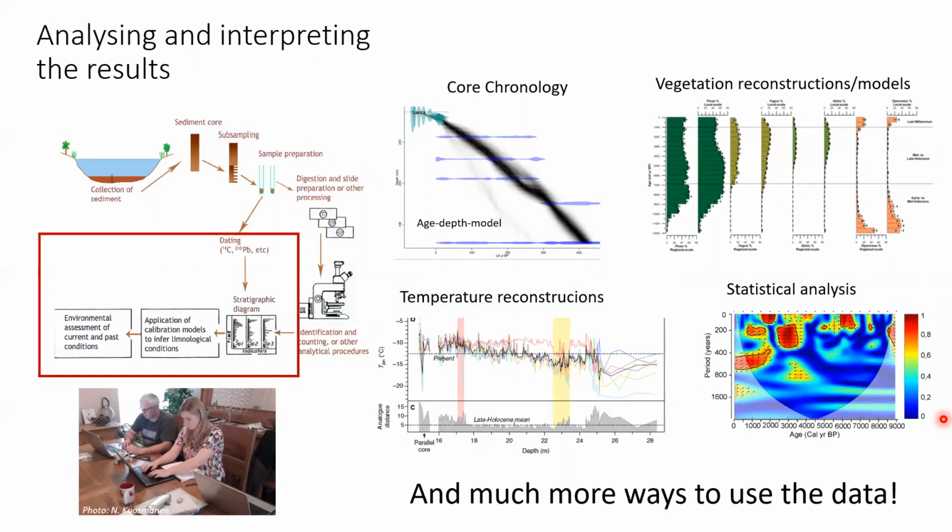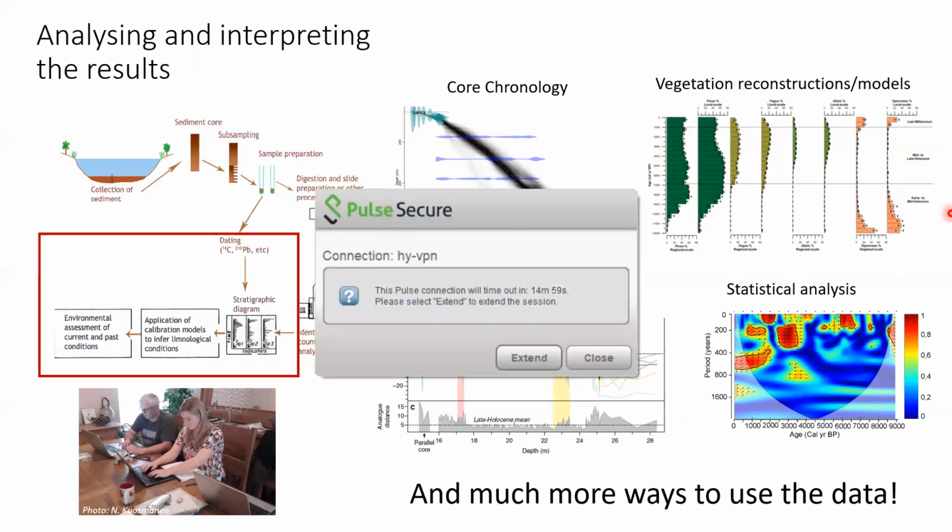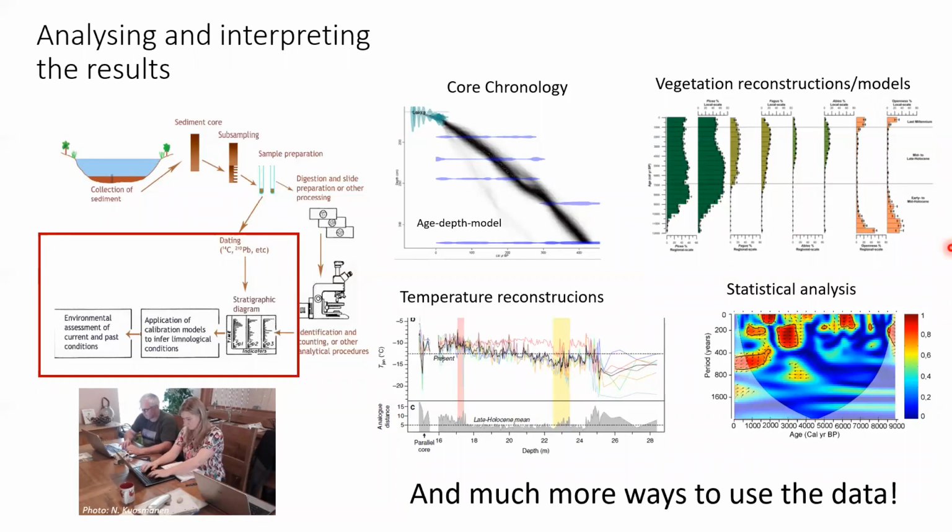For example, if you had a vegetation reconstruction, and you didn't know when changes happened, then it wouldn't make any sense to have the reconstruction. So it is important to know how old the sedimentary record that you have actually is. So for that, there is this dating and chronology that you can do. And then there are also different ways to reconstruct vegetation or model vegetation cover. Also temperature reconstructions. There are different ways to statistically analyze the data.